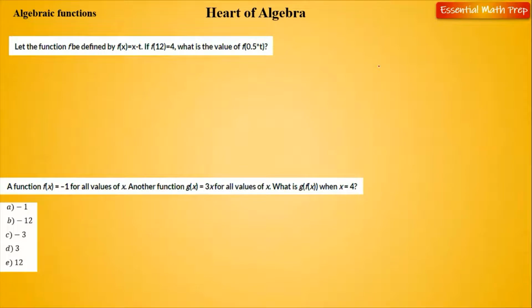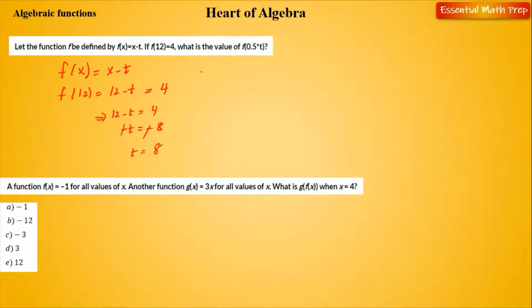Let function f be defined by f of x equals x minus t. If f of 12 equals 4, what's the value of f of half times t? Okay, we know f of x equals x minus t. f of 12 equals 12 minus t, and this is equal to 4. This implies 12 minus t equals 4, negative t equals negative 8, t equals 8.